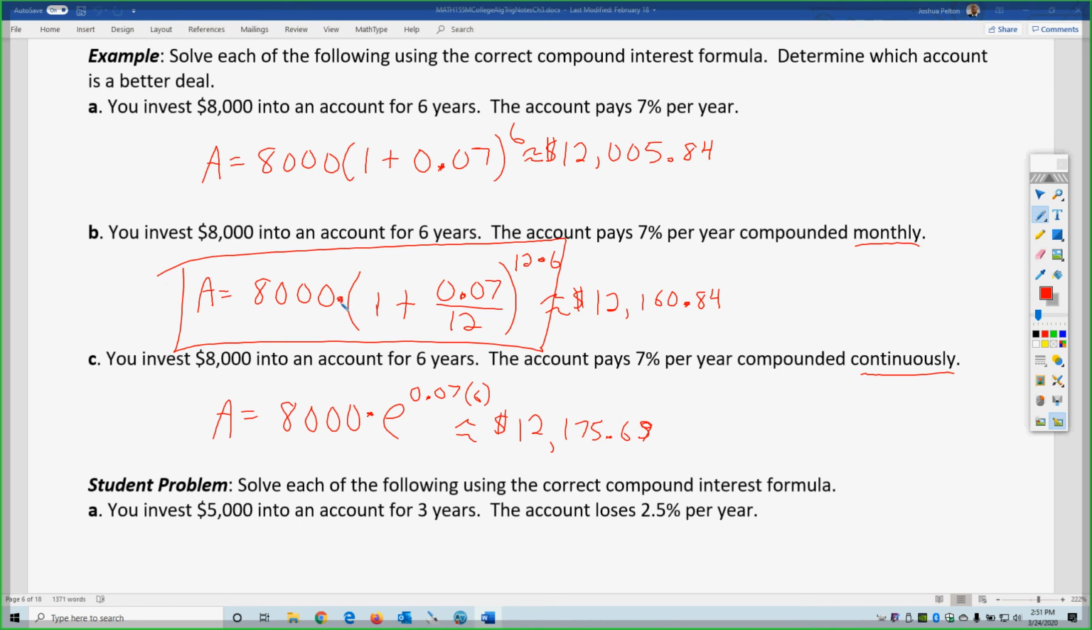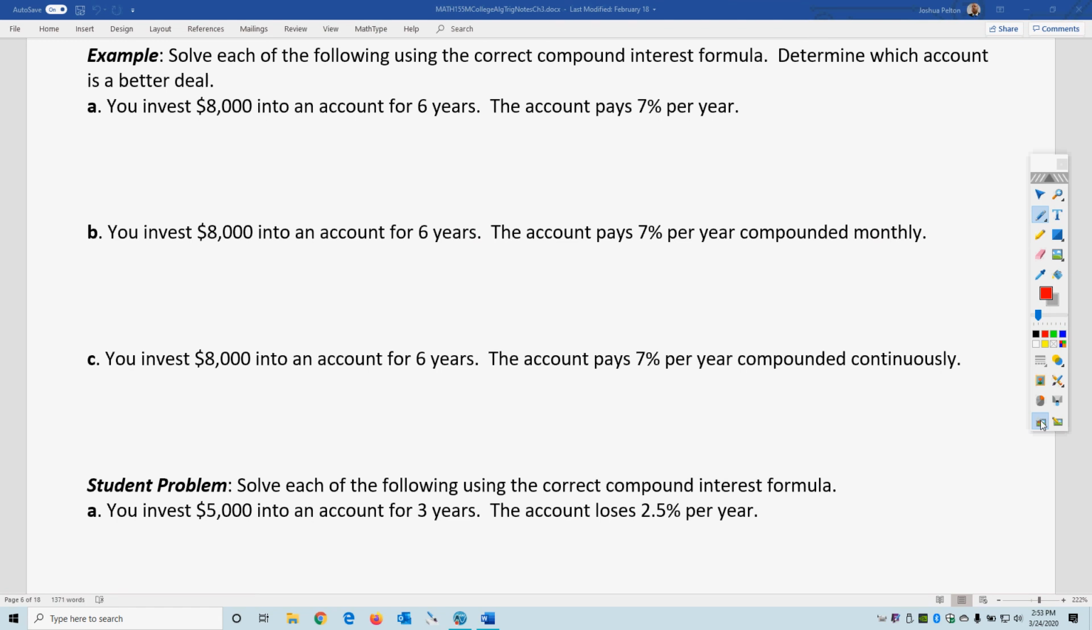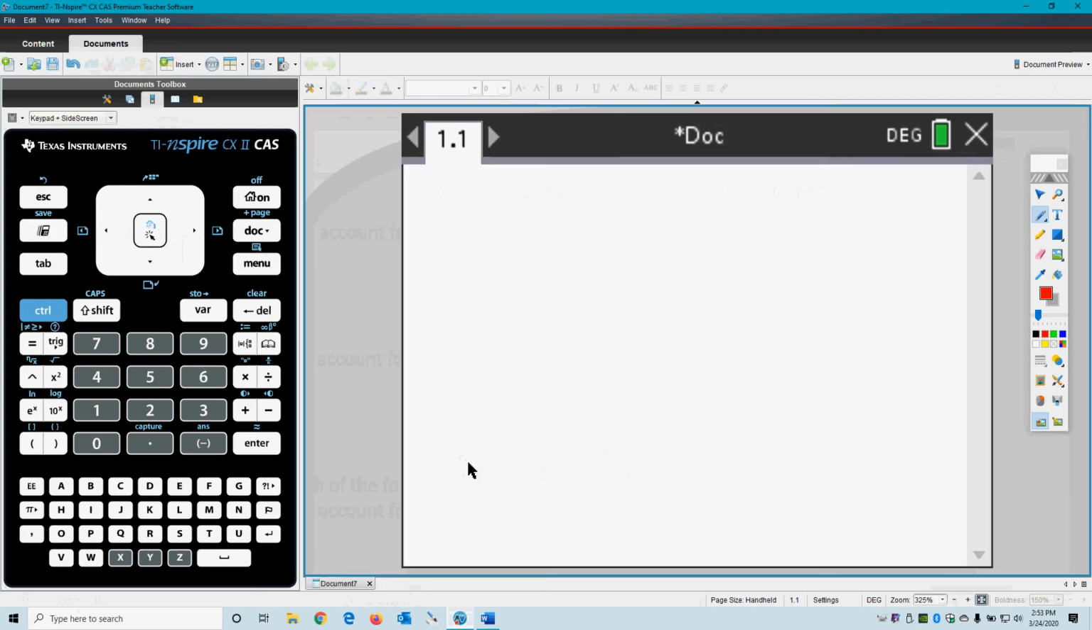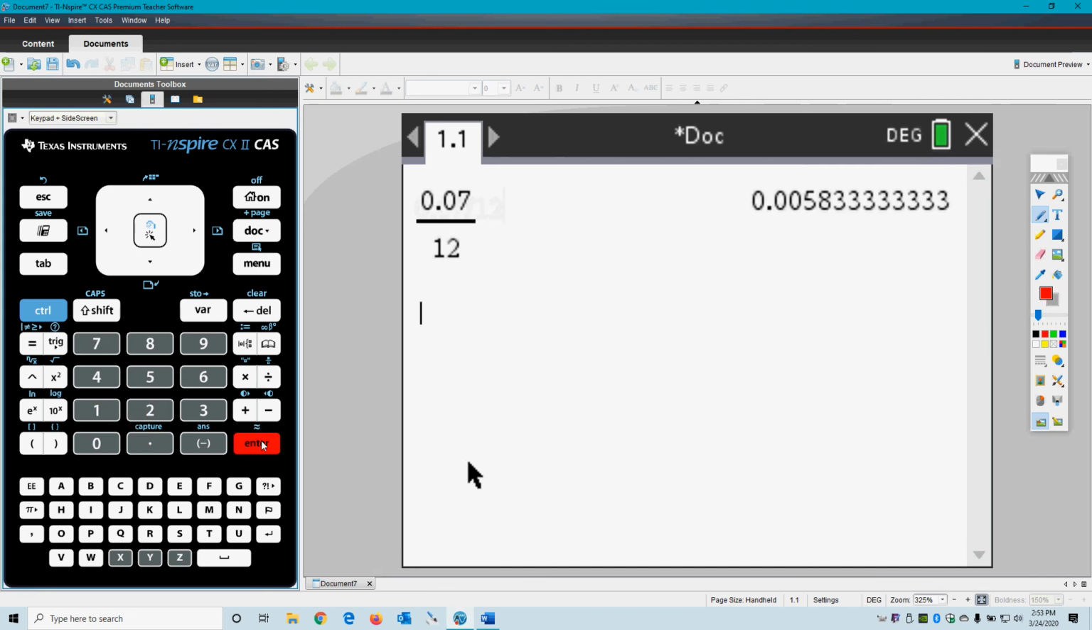I see a lot of people read left to right like a book, and they just forget order of operations like it doesn't exist anymore. Don't do 8,000 times 1 first. You're not going to get the right answer. Okay, so let's take a calculator and take a look at how I got that answer. Parentheses first, so I have to do the 0.07 divided by the 12 inside the parentheses. Add 1. Notice I did not round.